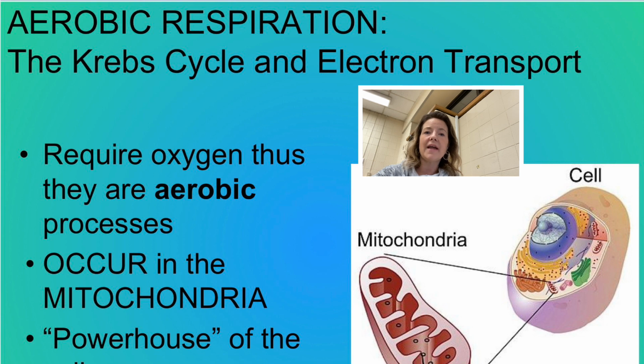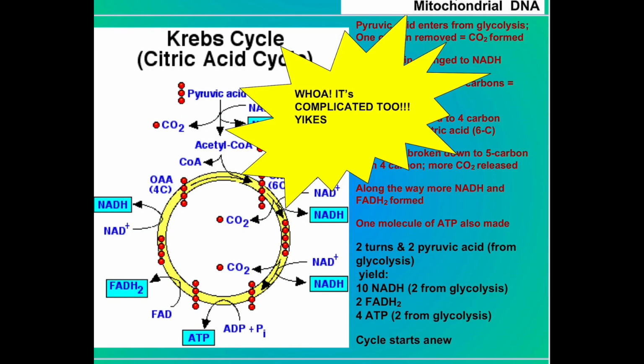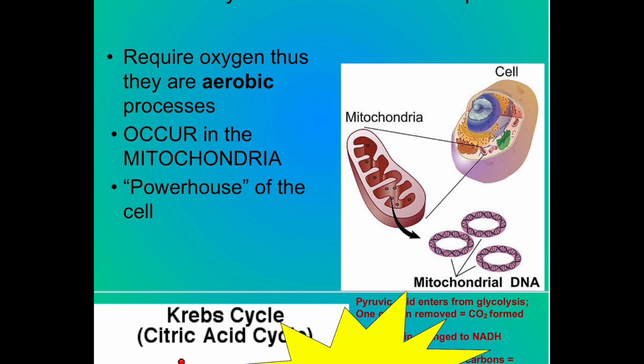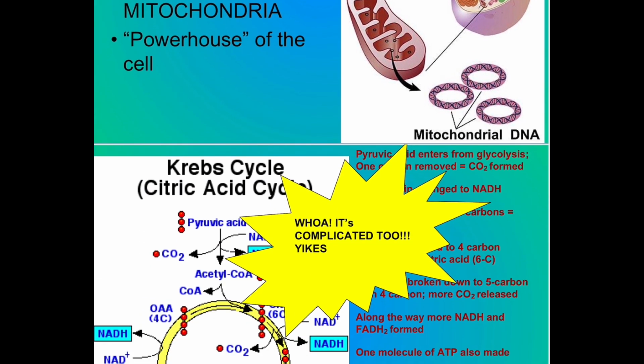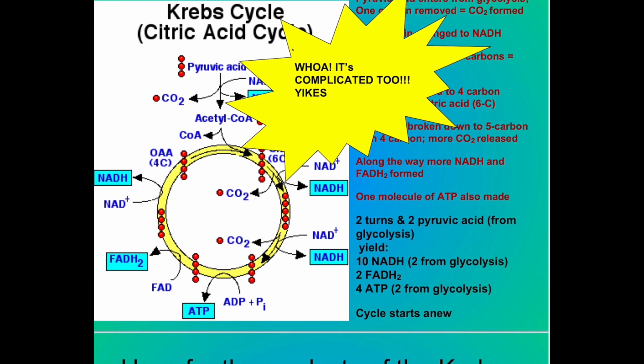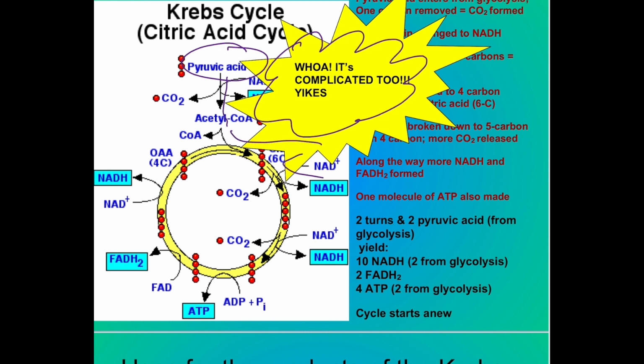And the reason it's called that is because this is where the process that makes the most energy is going to occur. These two processes that we just talked about, the Krebs cycle and the electron transport chain, are both very complicated. In the Krebs cycle, you can see we've got pyruvic acid going in, and NADH coming out, ATP coming out, all of these things. Very, very complicated. What you need to know is that that first step is called the Krebs cycle.